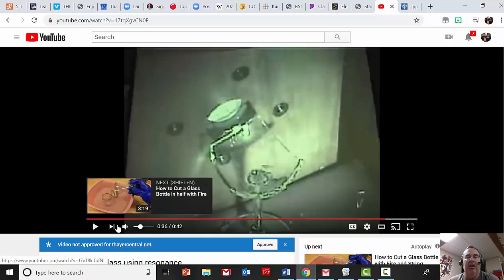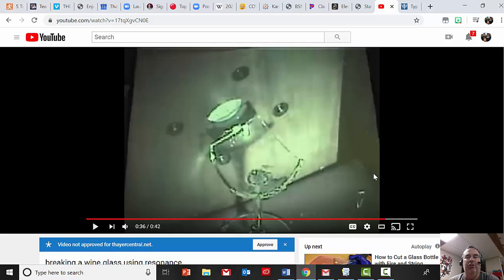So again, it's matching an object's natural frequency, causing constructive interference, which, as it vibrates, gets outside of the threshold of that object, and in this case the glass ends up breaking.